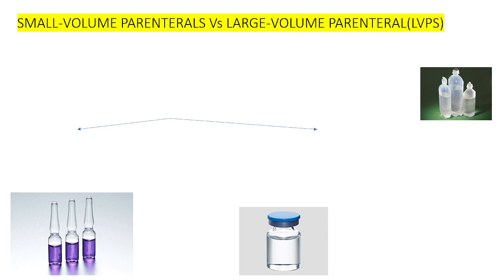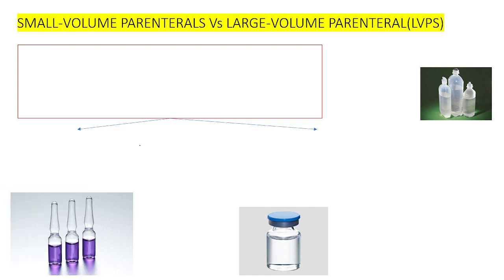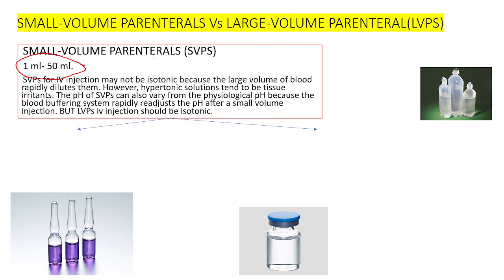See, now the concept is small volume parenterals versus large volume parenterals. Small volume parenterals, what is the quantity? It is 1 to 50 ml. We can call this small volume parenterals. Small volume parenterals may not be isotonic, but they can still be administered, because the large volume of blood can adjust the isotonicity of the small volume parenterals.